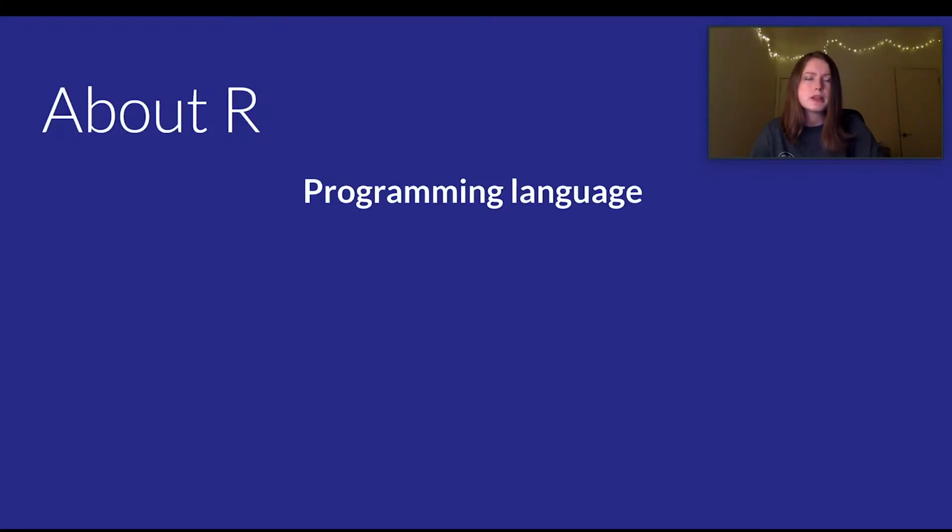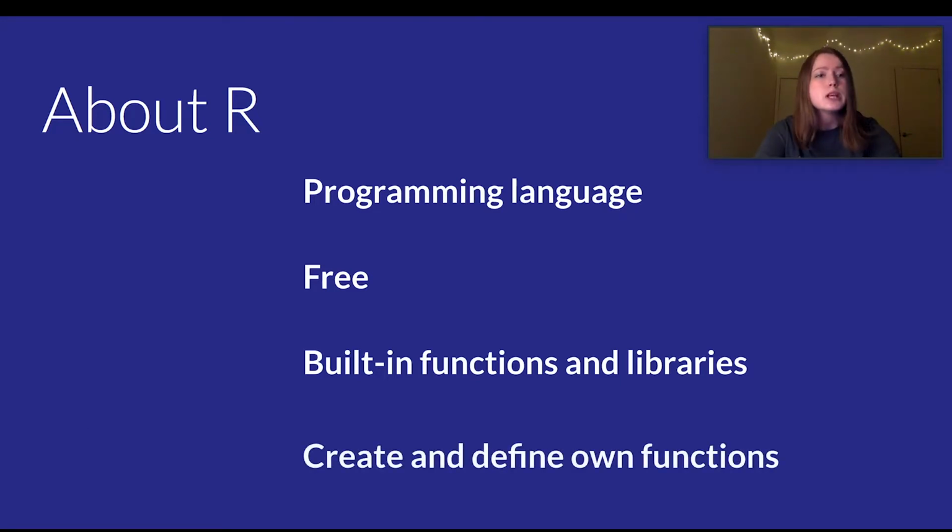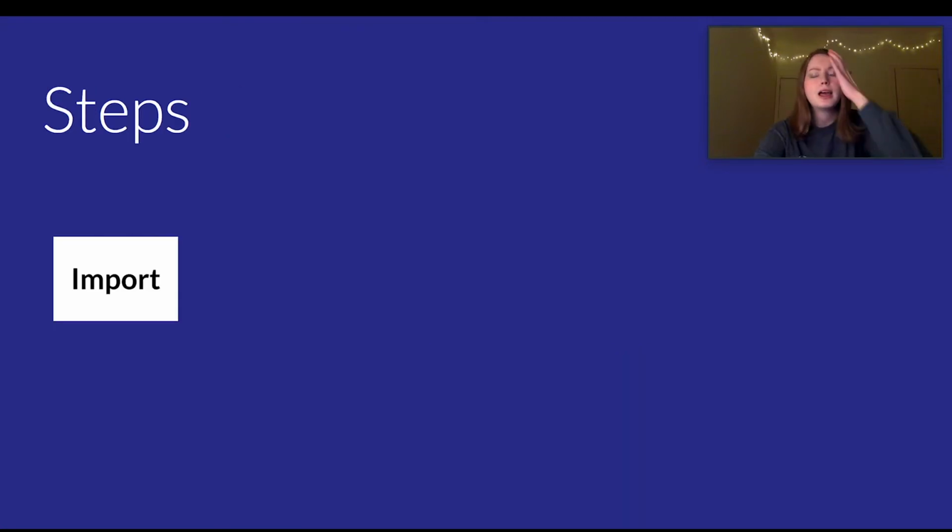About R. So R is a programming language for data analysis and statistics. It is free, and it's widely used by professionals. It has built-in functions and libraries, and we talk about thousands and thousands of functions that can give you a lot of functionality and flexibility to analyze your data however you want. And lastly, you can create your own functions. You can create your own packages, because all of these packages available in R were created by people that don't even work in R.